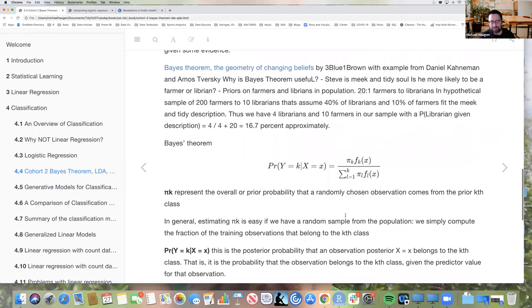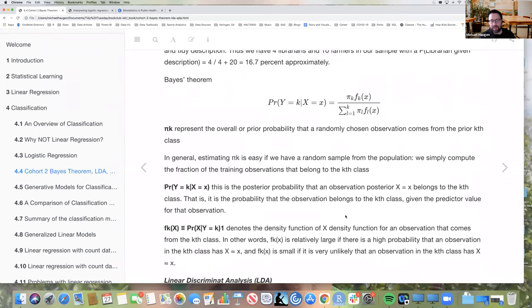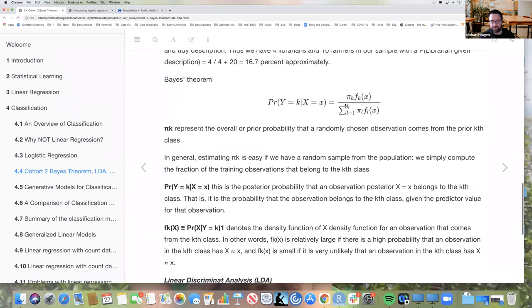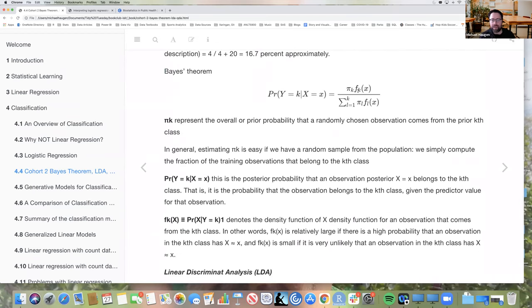Think I follow? All right. I just thought that was helpful. This sort of helped me to understand some of the other formulas in the book. Here we're back to Bayes' theorem.